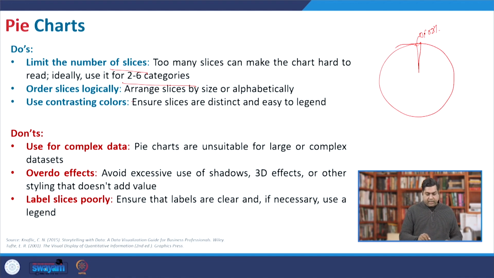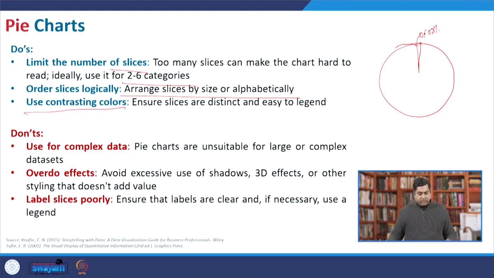Then order slices logically, that is up to you. If you want the reader to follow, you can arrange it from the highest to lowest percentage, or in alphabetical order, or if you want to showcase certain variables or categories which already have a certain kind of coding, you can do it based on that. So, depending on the need you can do it.